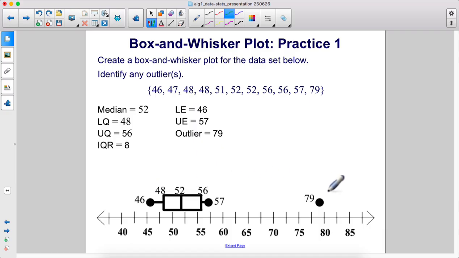All right, so let's plot our measures of dispersion. We have our lower extreme at 46, upper extreme 57, lower quartile 48, upper quartile 56, median 52, and then we plot our little outlier over here. We draw our box and our whiskers.